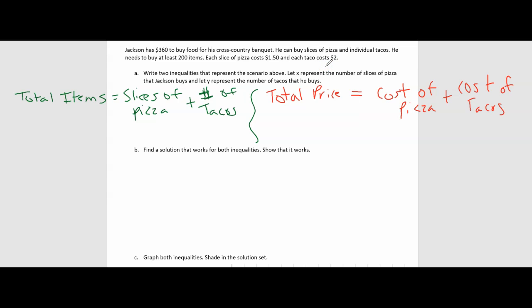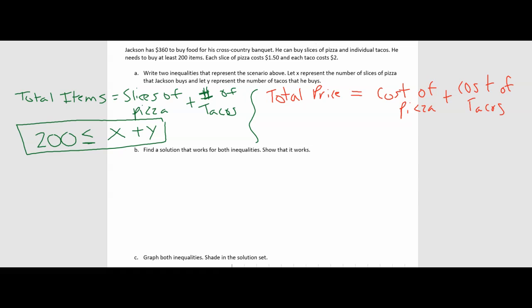All right, so total items need to be at least 200. So at least means the slices of pizza and the number of tacos should be greater than or equal to 200. Slices of pizza is represented by X, number of tacos is represented by Y. So X plus Y needs to be greater than or equal to 200. There's our first inequality.